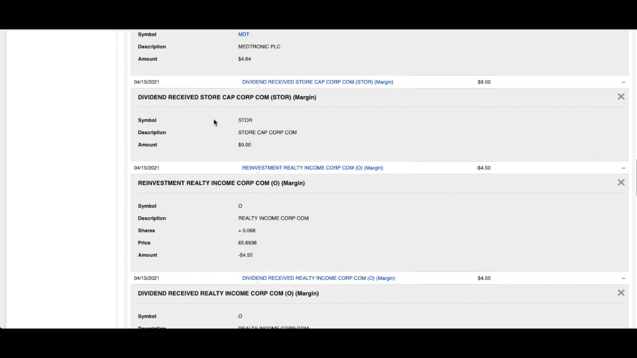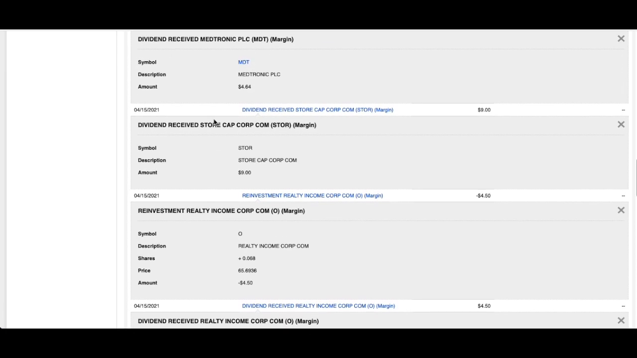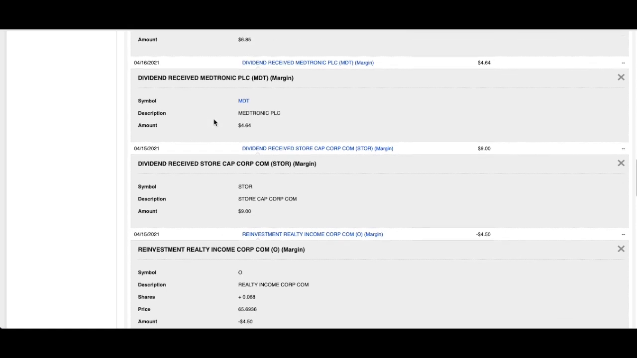Let's move on to the next stock here, and that would be Medtronic. They paid me a whole $4.64. This is another dividend aristocrat, actually becoming pretty close to becoming a dividend king that doesn't get much traction. But this is a great healthcare stock that's actually had a pretty recent run-up in stock price as well. So love me some Medtronic.